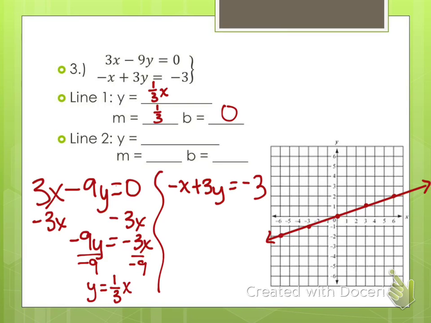In order to get our second line, we need to get y by itself. Connie, what would you do first to get y by itself on the second line? Add x to both sides. Very good. We have to add the x. So that leaves us with 3y equals 1x plus 3, or sorry, minus 3. My mistake. That 1x is positive, so I just put a positive 1x, and the 3 is negative, so minus 3.